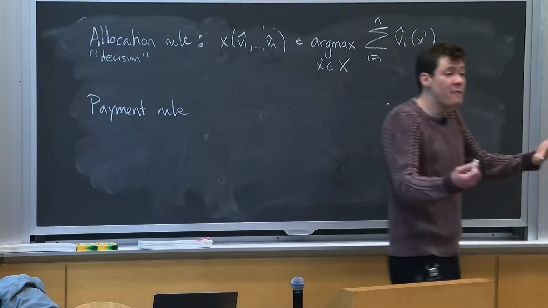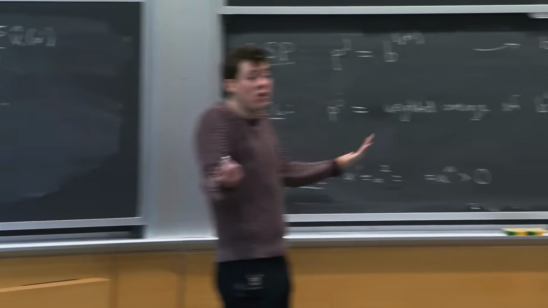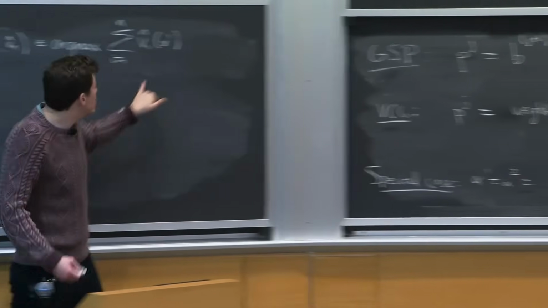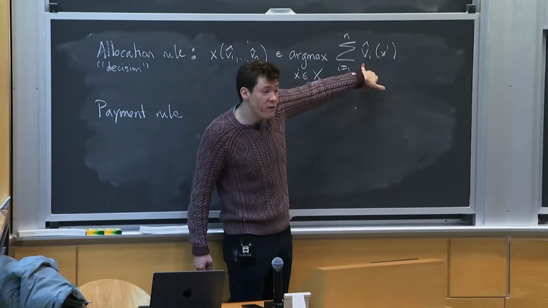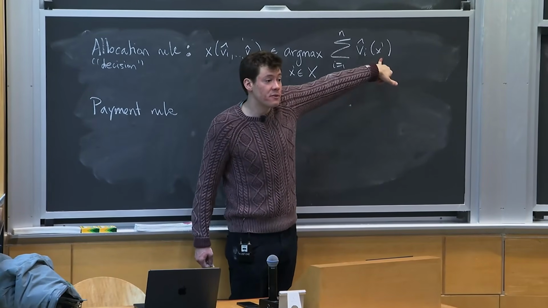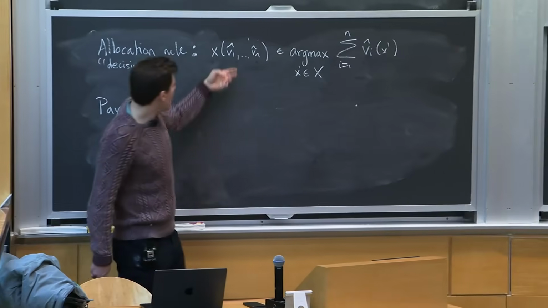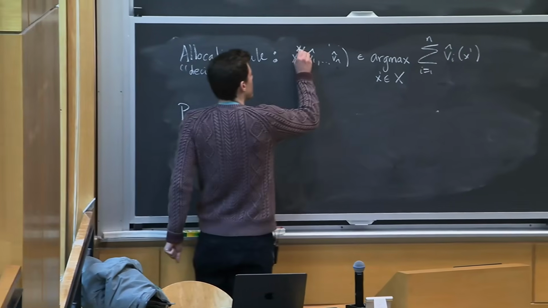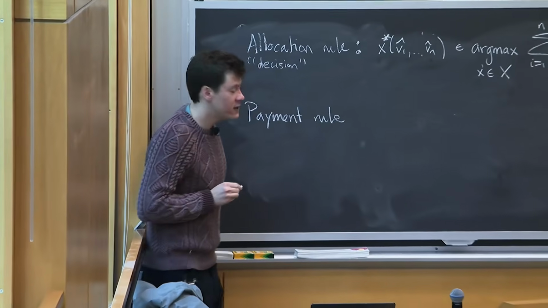What we'd really like to do is maximize the sum of the true valuations, but we don't know those. We only know the reports. So all we can do is take in the reported valuation functions and choose the decision that makes the sum of the valuations as large as possible. And that's what this is, and sometimes we call this x star to denote that this is efficient. Okay?